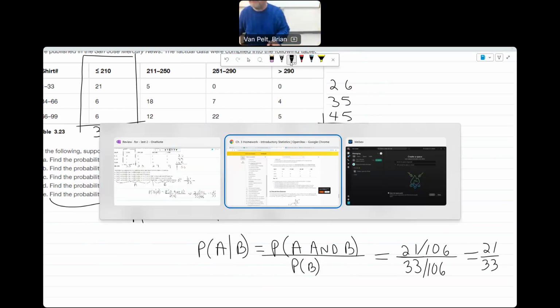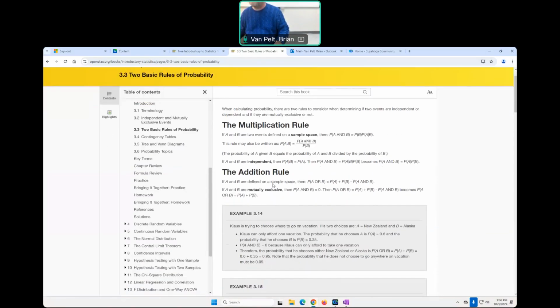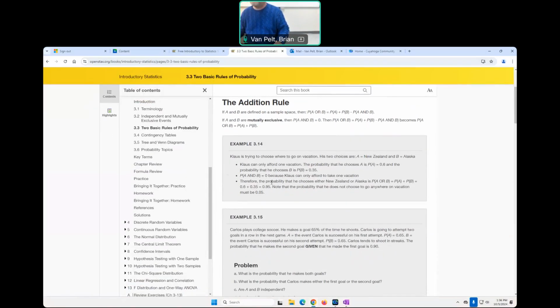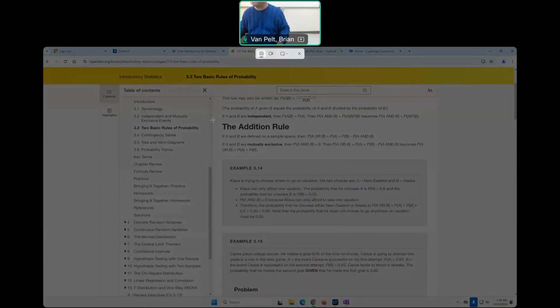All right, what have we covered so far? 3.1 and 3.2 are pretty heavy sections. 3.3, we've talked about 3.3. These are the two rules. We've talked about the addition and multiplication rules. Actually, we haven't discussed a lot of multiplication rules, so I will do that. Let me put these up there to remind you about them.